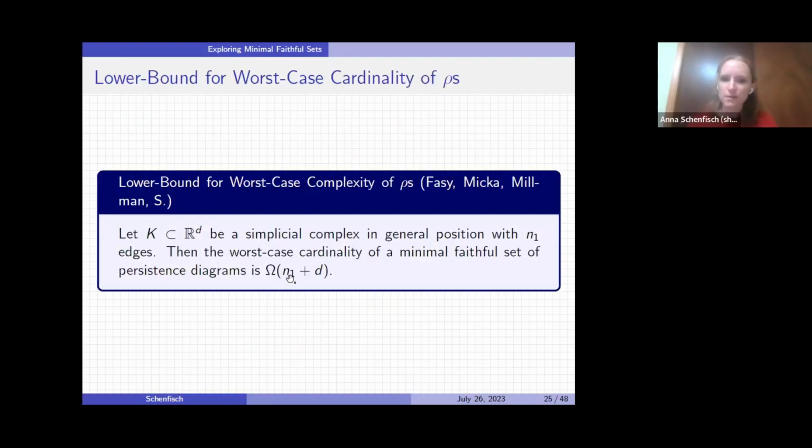All right. So we're able to see that the worst case cardinality of a minimum faithful set, if we're looking at non-augmented diagrams, is bounded below by the number of edges plus D.